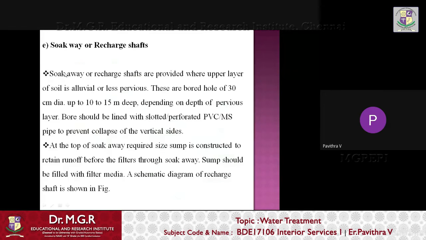So soakways or the recharge shafts are provided where the upper layer of the soil is alluvial or less pervious. So they are bored holes of 30 centimeter, and these are the different dimensions. The bore should be lined with a slotted or perforated PVC or mild steel pipe to prevent collapse of the vertical sides. At the top of the soakaway, a sump of required size is constructed to retain the runoff before it filters through the soakaway. The sump should be filled with a filter medium.